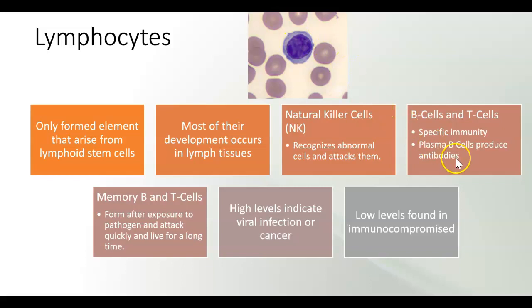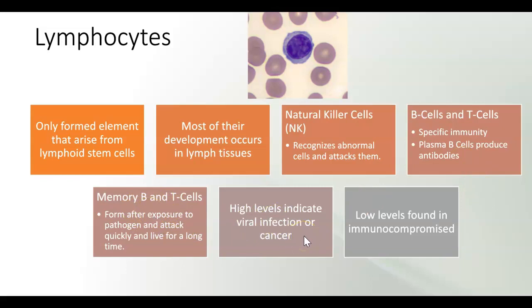But plasma B cells are going to produce antibodies. So when we get a vaccine, it's going to stimulate these particular types of cells. Memory B and T cells are those that are formed after exposure to a pathogen. So again, they're involved in vaccines and long-term antigen-antibody responses, and they live for a really long time, longer than any of the other formed elements.